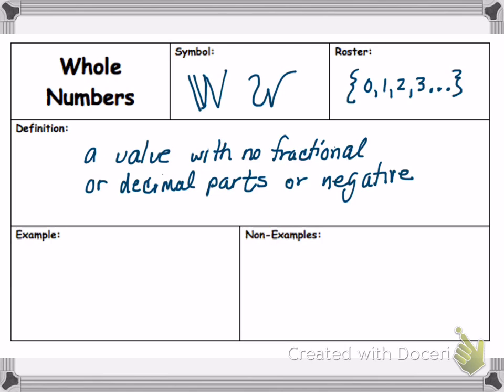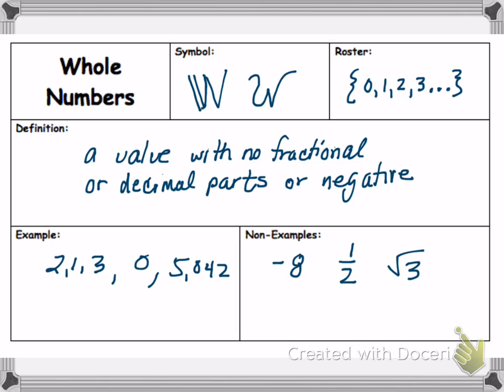So examples are all your same thing as your counting numbers: 2, 1, 3, 0, 5,042, etc. Things that are non-examples, things that are not whole numbers, things that are negative, things that are fractional, things that are irrational. Those are non-examples.